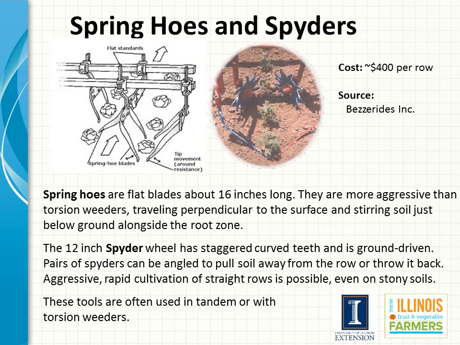Spring hoes are flat blades about 16 inches long. They are more aggressive than torsion weeders, traveling perpendicular to the soil surface and stirring soil just below ground alongside the root zone. The 12-inch Spider wheel has staggered curved teeth and is ground driven. Pairs of Spyders can be angled to pull soil away from the row or throw it back. Aggressive, rapid cultivation of straight rows is possible, even on stony soils. These tools are often used in tandem or with torsion weeders from the previous slide.